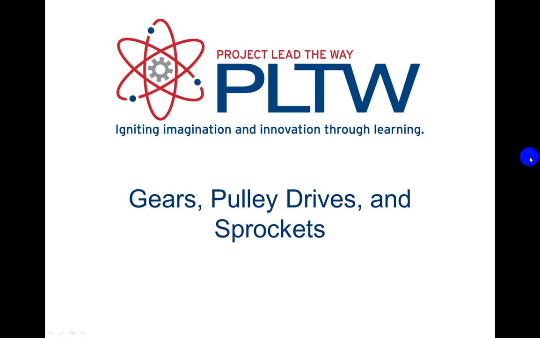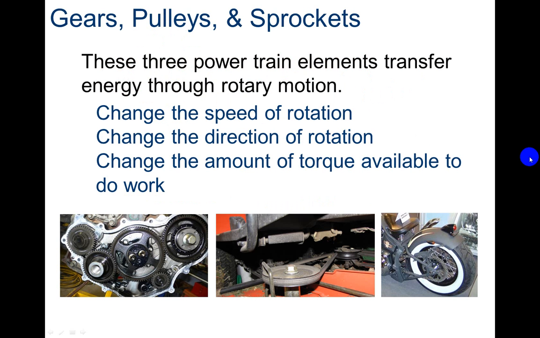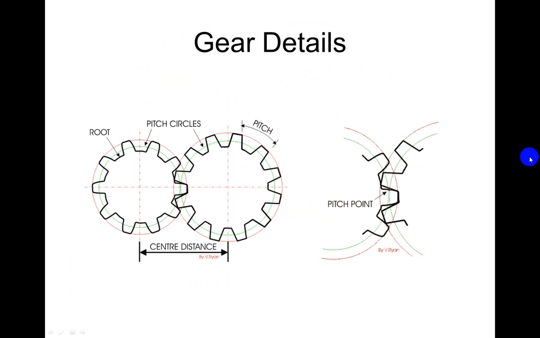In this video, I'm going to go over gears, pulley drives, and sprockets. These three powertrain elements transfer energy through rotary motion, change the speed of the rotation, change the direction of the rotation, and change the amount of torque available to do work.